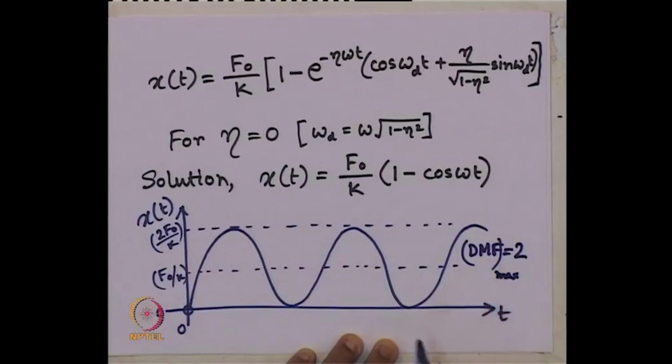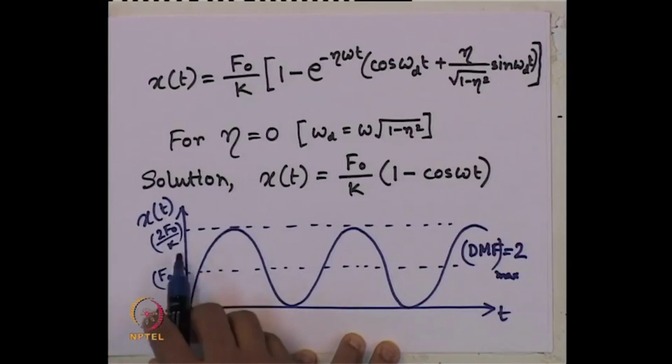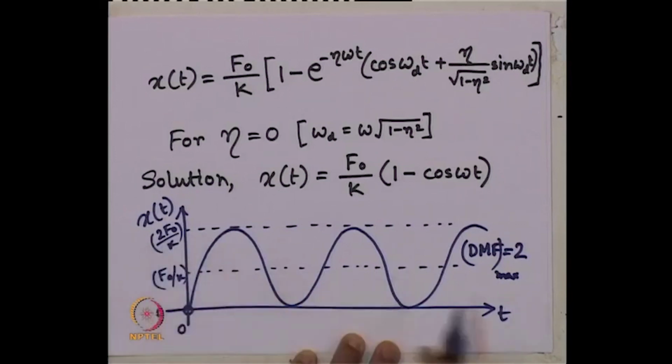What is the definition of dynamic magnification factor? Once again, it is the steady state or the dynamic displacement divided by the static displacement, and static displacement is f naught by k, and the maximum value of the dynamic displacement is 2 f naught by k. So, that is why the maximum value of DMF is 2. This is the response of this solution, which is pretty simple for us to draw for undamped case.